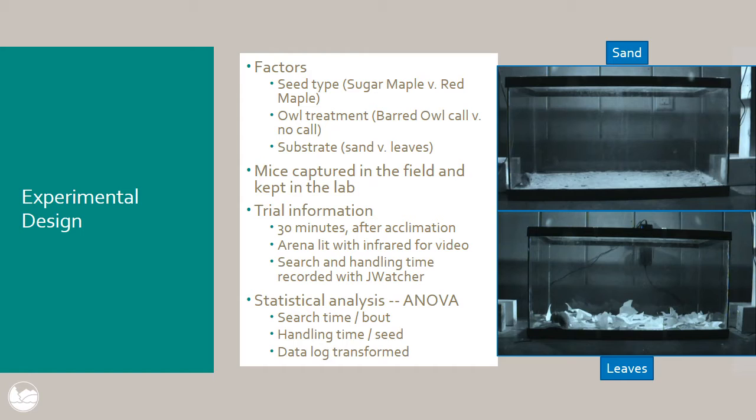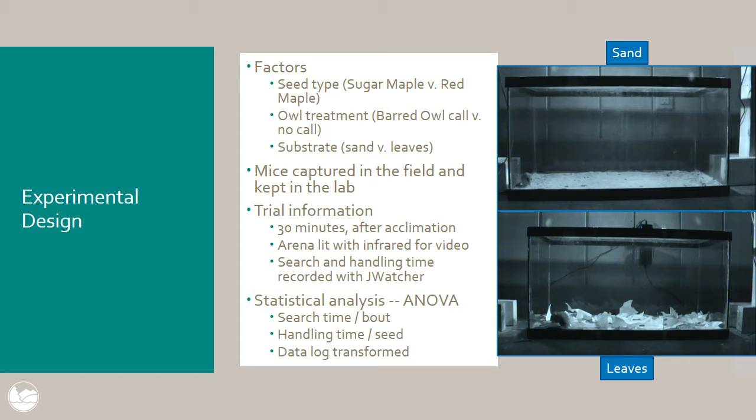Mice were captured in the forest and then kept in the lab. Trials were run for 30 minutes after an acclimation period that was determined by the mouse itself. So once the mouse started to forage, that's when the trial began. The arena was lit with infrared lights so that we could videotape them. And then those videos were scored for search and handling time with the program JWatcher.